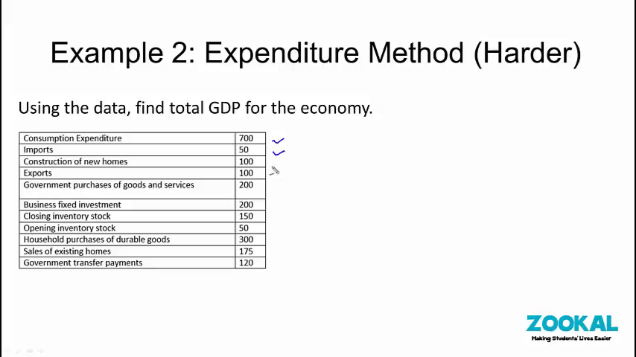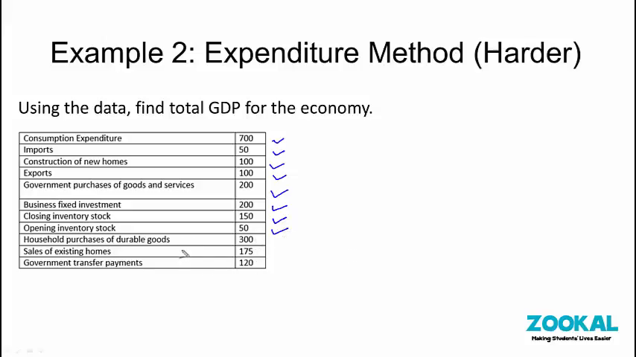Construction of new homes is part of business investment, so we can tick that. Exports is also part of GDP. Government purchases of goods and services, well, that's just the G component of GDP, so we can tick that. Business fixed investment, also part of GDP. And closing inventory stock and opening inventory stock makes up change in inventories, so we can tick those as well because that's also part of the GDP.